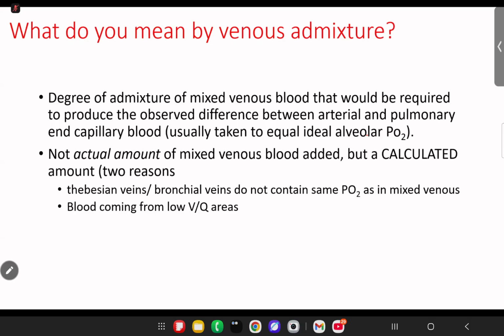As you said, the Thebesian veins and bronchial veins, you just described, but it can be in any other pathological condition, but when you calculate, we have to have this percentage or this amount. It's a loose term, shunt, but not exactly, because it can happen even not in a shunt. Say a pathological VQ mismatch, you can still talk about venous admixture because you see some reduction in alveolar PO2, and then you calculate. How to calculate is not very important. It just says the degree of admixture of mixed venous blood that would be required to produce the observed difference.